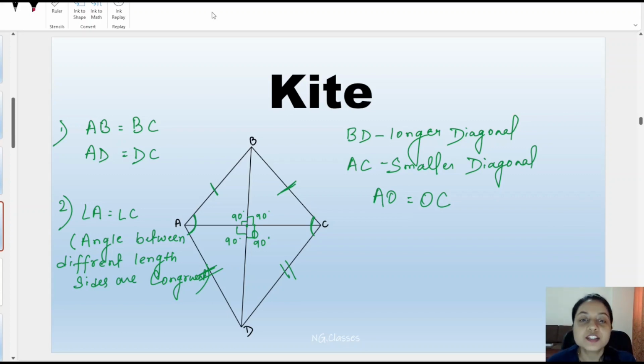And in a kite, longer diagonal, that means BD, also works as an angle bisector of top and bottom angle. So longer diagonal BD or the line BD is bisecting angle B. That means this angle will be equals to this angle. And also it is bisecting the bottom angle D. So this angle will be equals to this angle. So these are few specific properties of kite.